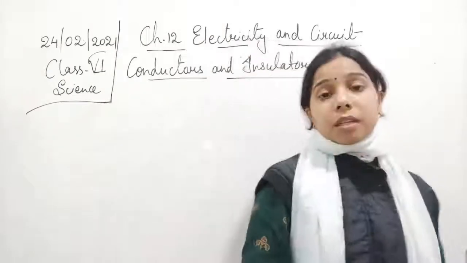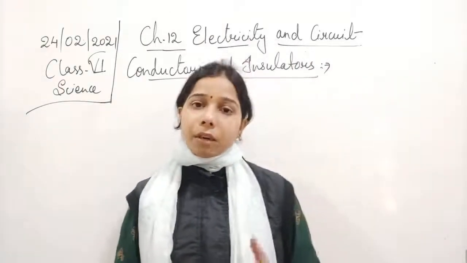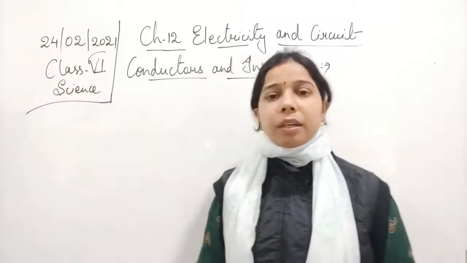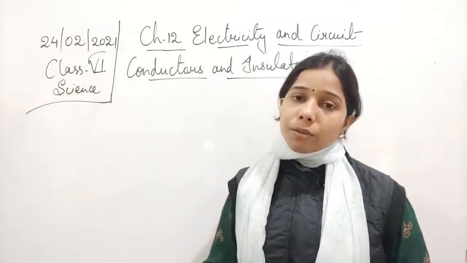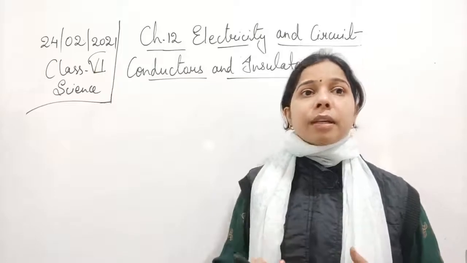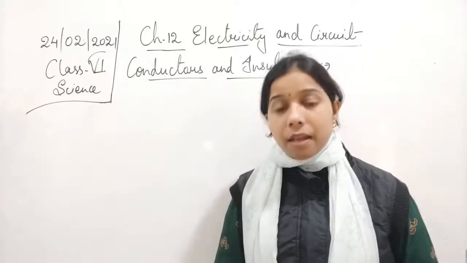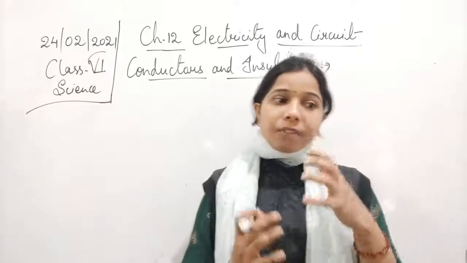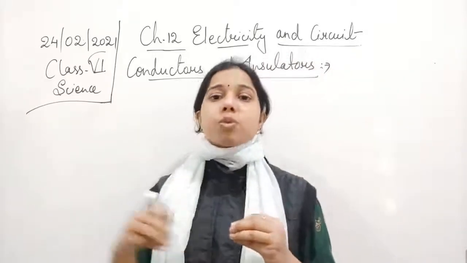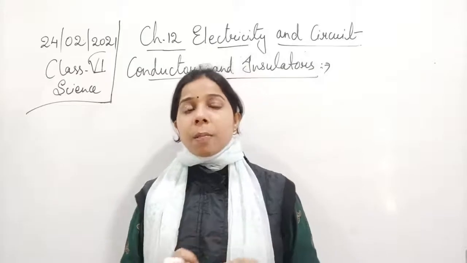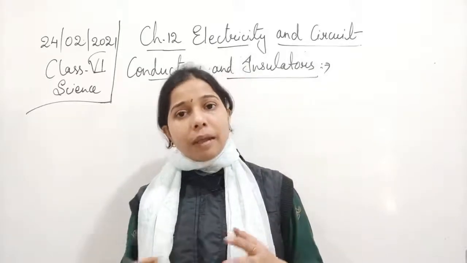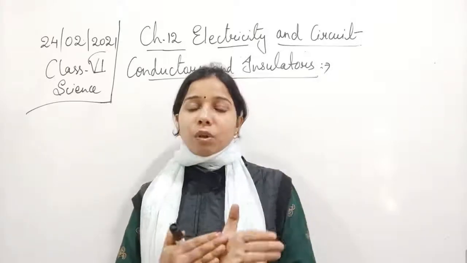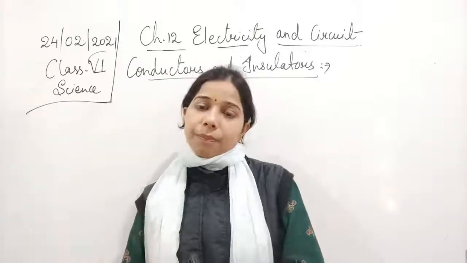Obviously, students, whenever we make an electric circuit, we need a wire. That wire is a kind of connecting wire. Connecting wire means the wire which helps in connecting the cell to the device, right? Basically the wire is used since it gives a path for the electric current to pass through it.